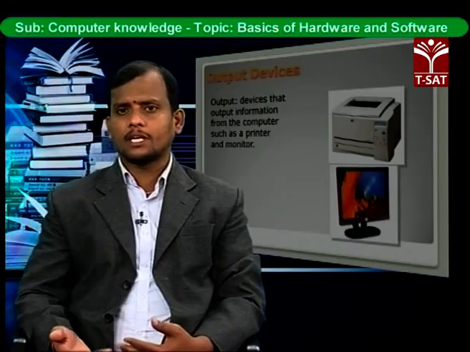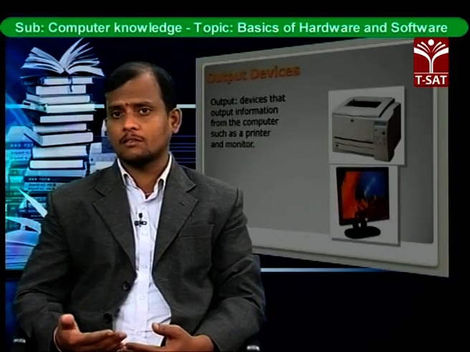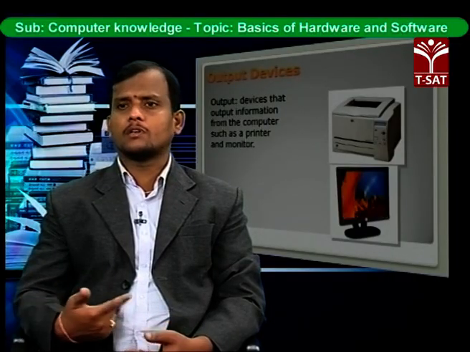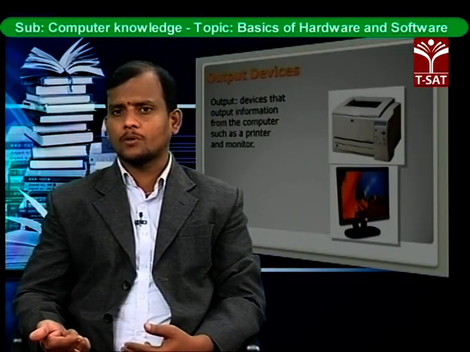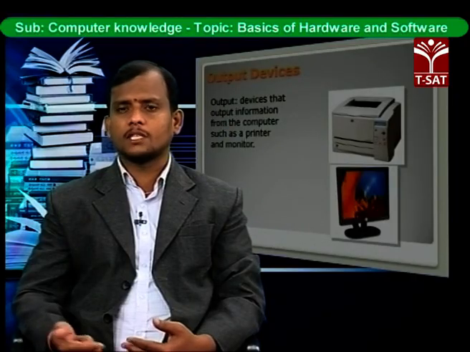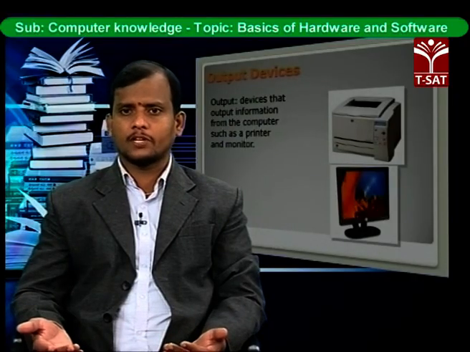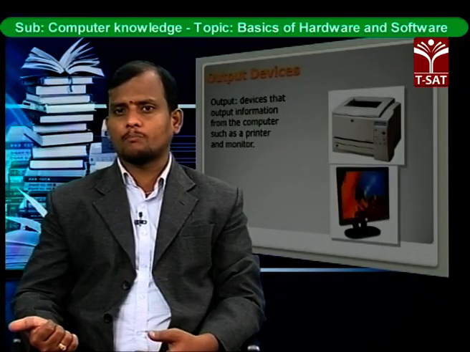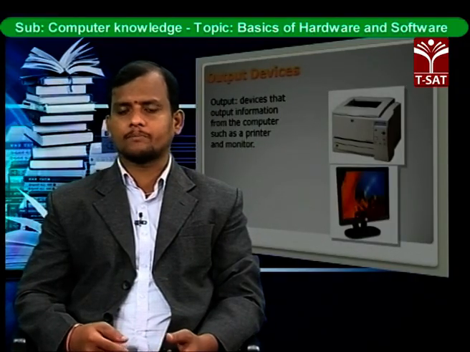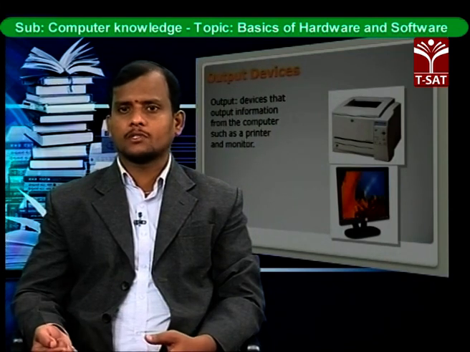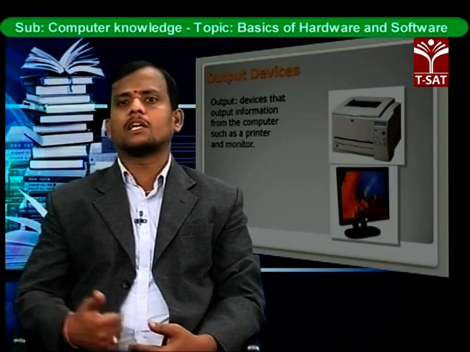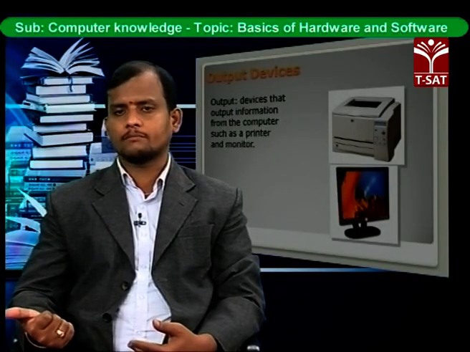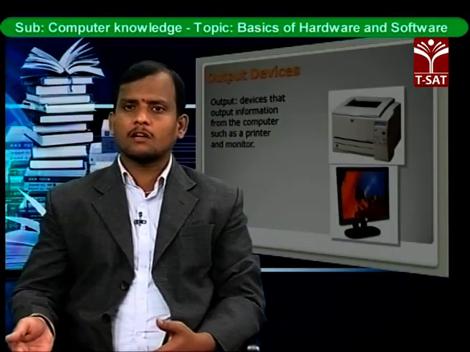If you want to print something, the computer will pass it to the printer, which is the output device. If you give some input to display an image, the computer will pass it to the monitor, which will display the image. Or if you want to play some audio, it will play on the speaker as an output device. So the output devices are which?